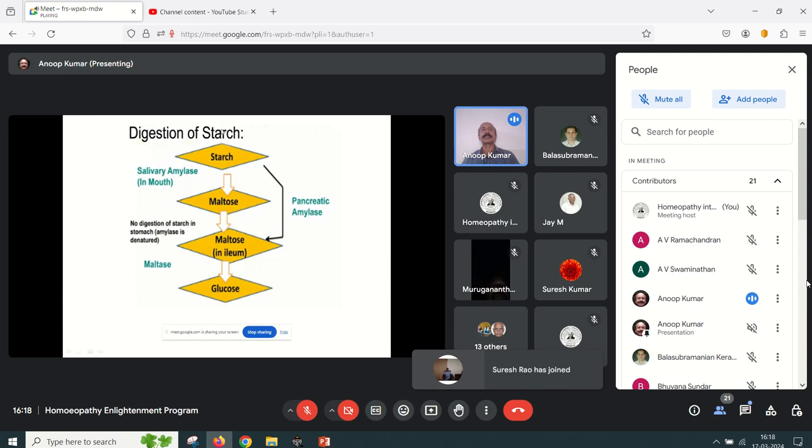Digestion of starch: starch will be broken down by salivary amylase, or ptyalin, to maltose, and then there is no further digestion of maltose in the stomach. Then with the pancreatic enzymes, maltose in the intestine will be broken down into glucose. In the stomach, maltose remains as maltose.